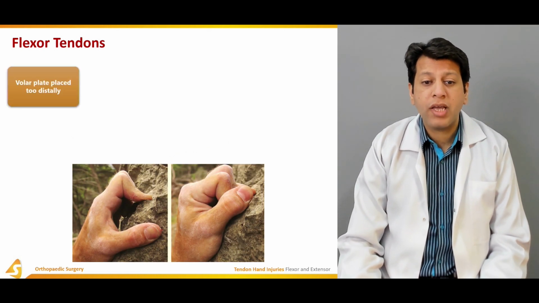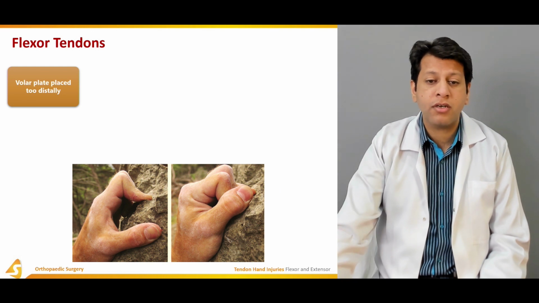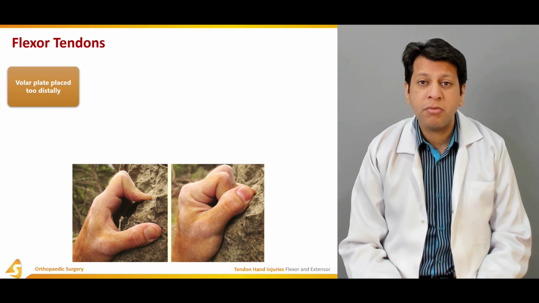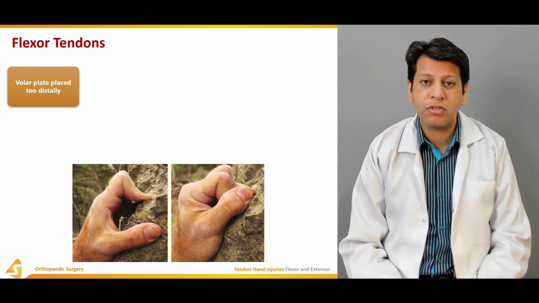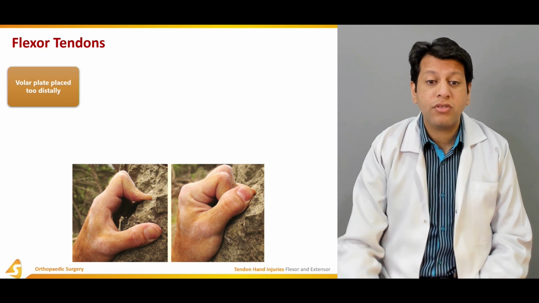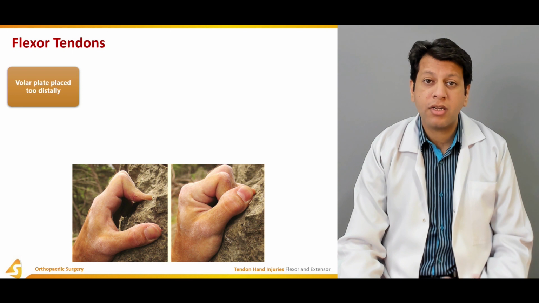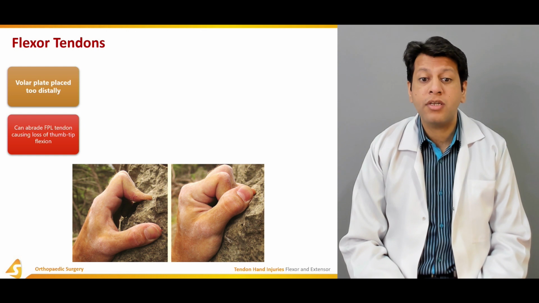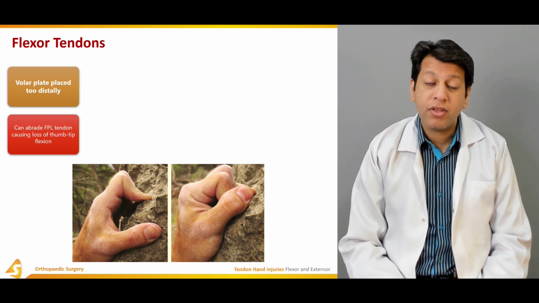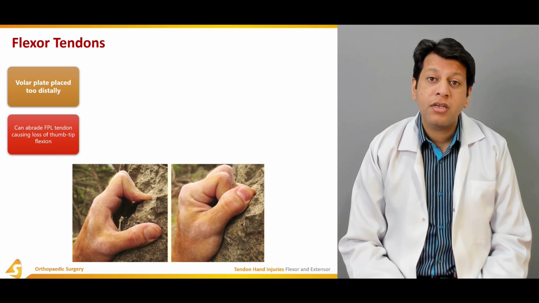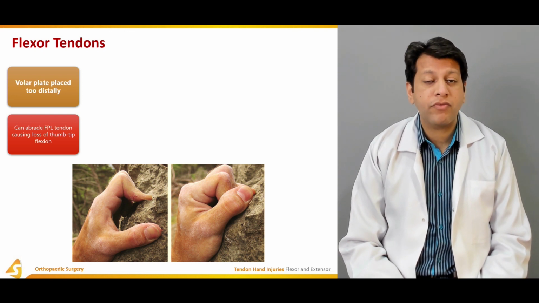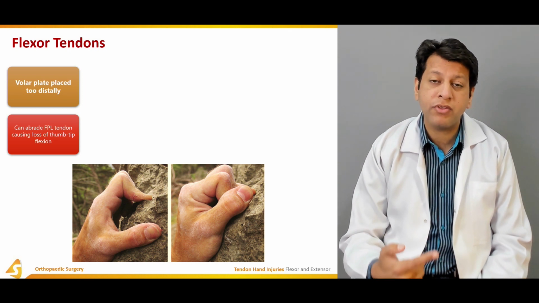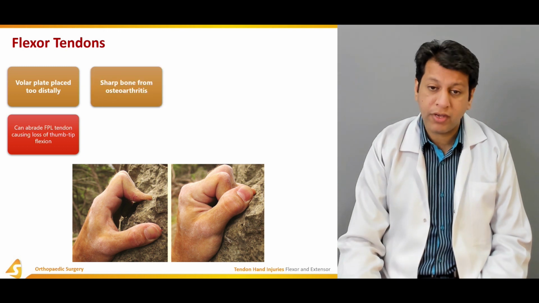Now, the way the flexor tendons are attached, there's a volar plate connecting between the interphalangeal joints, the proximal as well as the distal interphalangeal joint. If this volar plate is placed too distally or gets disrupted for some reason, then this can abrade FPL, the flexor pollicis longus tendon, causing the loss of thumb tip flexion. Flexor pollicis longus is attached at the base of the distal phalanx of the thumb. If that is disrupted, this can lead to FPL tethering, and eventually the thumb flexion would be affected.